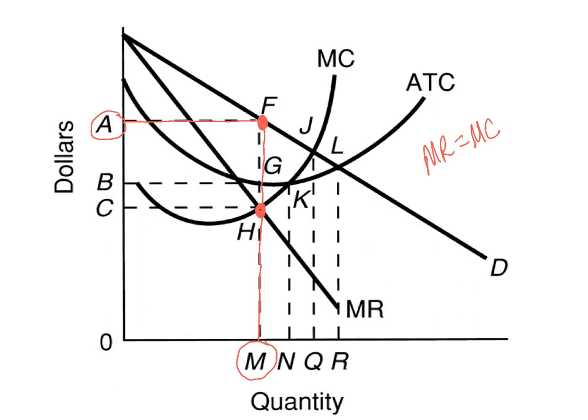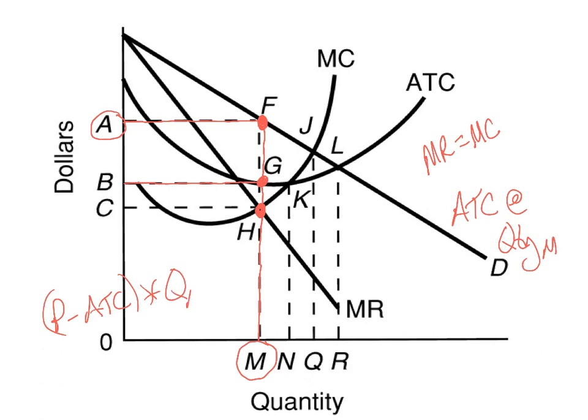The next point we need to distinguish is the average total cost at quantity M. So at quantity M, we will move up to the average total cost curve, and the average total cost will be determined by point B. When we look at price minus average total cost multiplied by the quantity of M, we then have our economic profit.